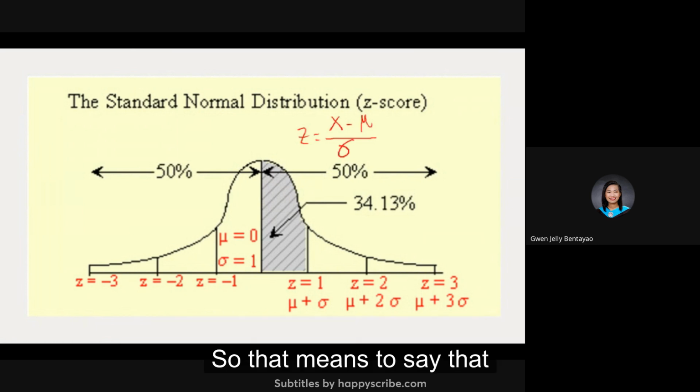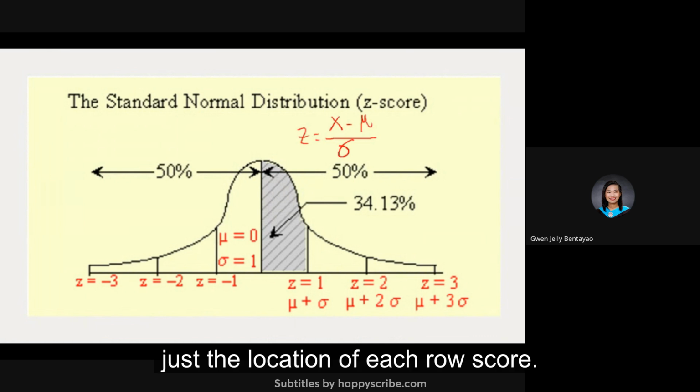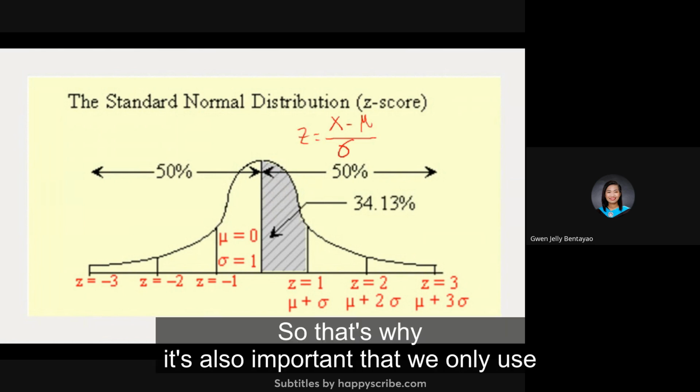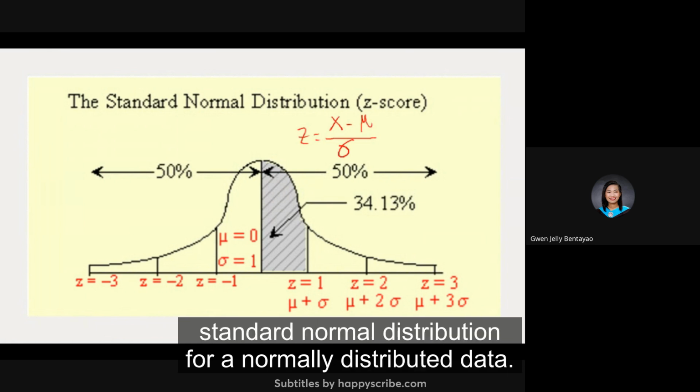That means the z-scores that we have here are just the location of each raw score if we compare it with the class average and the standard deviation. So that's why it's important that we only use the standard normal distribution for normally distributed data.